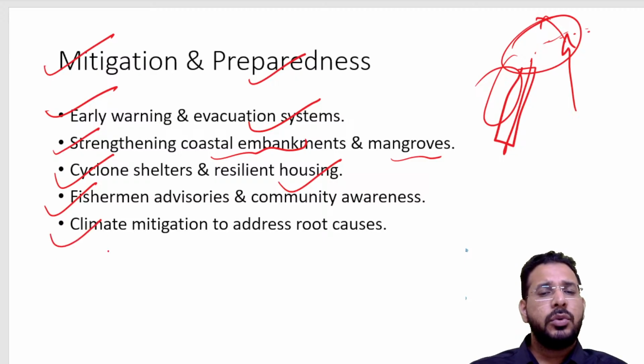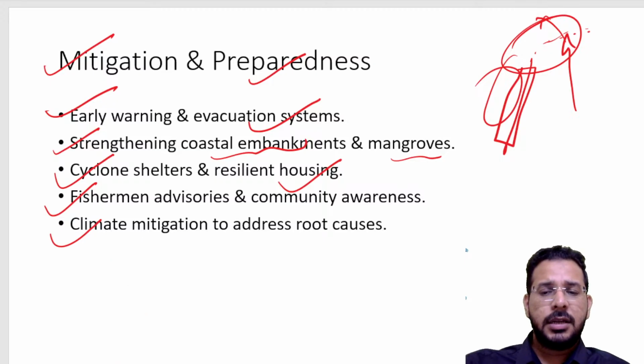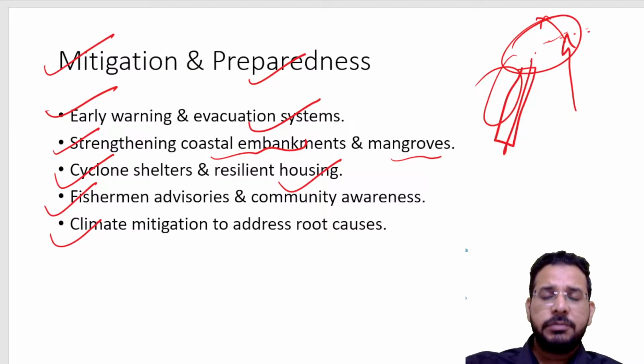And also we have to mitigate climate change to address the root cause. Because of climate change, the intensity of cyclones is increasing. So if we can mitigate that, then it will be helpful to reduce the intensity of cyclones.